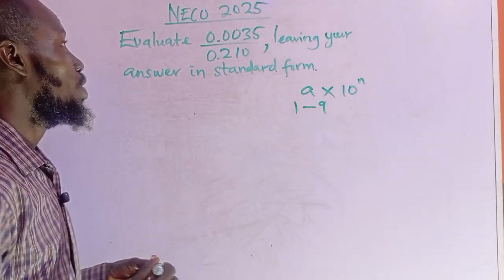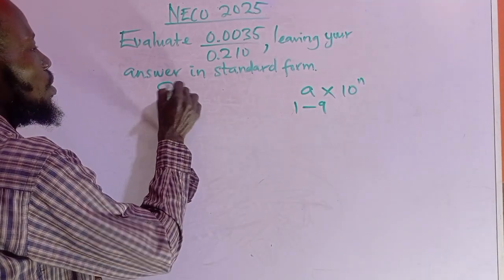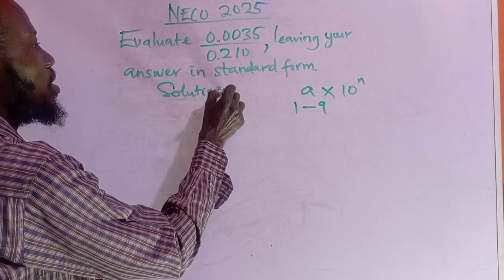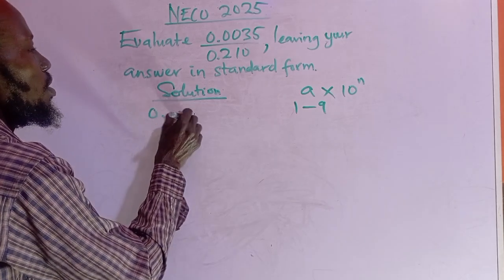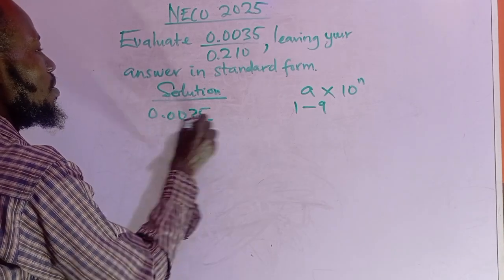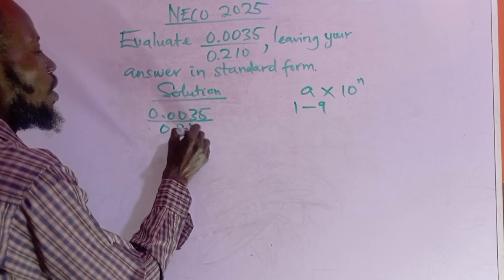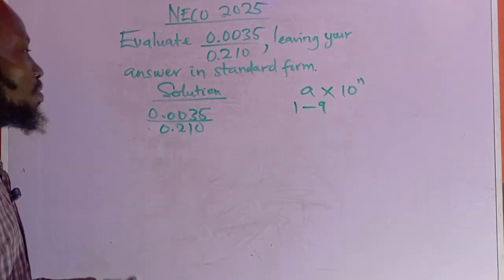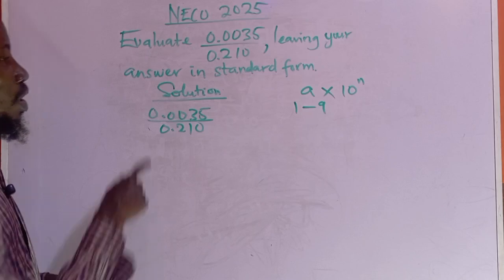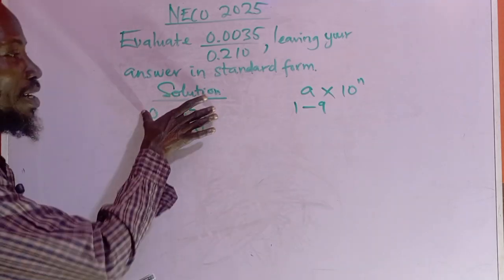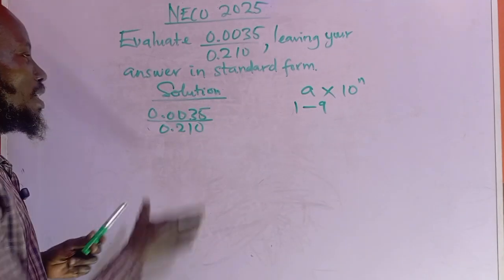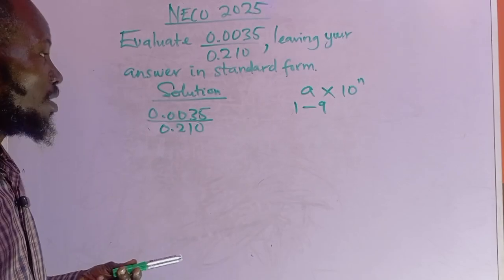So we have the solution: 0.0035 over 0.210. Now to solve this question, if you look at these numbers, they are less than 1, or we can say they are decimal numbers.